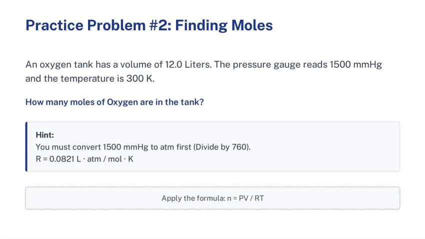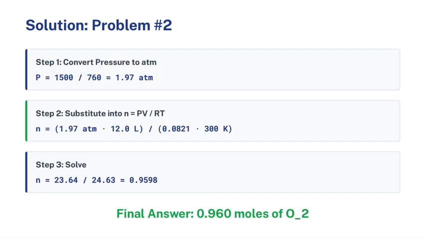Okay, I'm getting distracted. Okay, you should have gotten 0.96 moles of O2, and you can look at the steps.